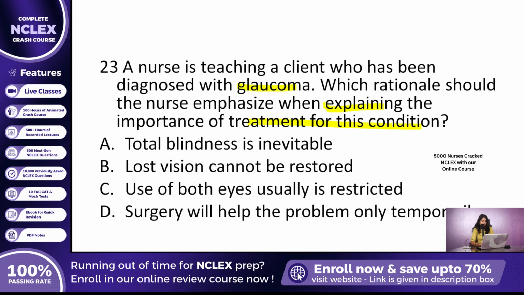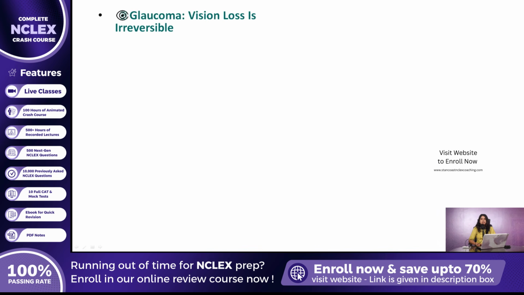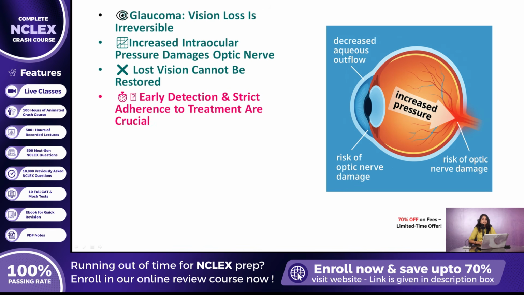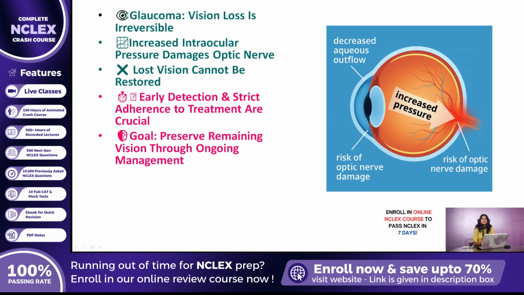The most appropriate and clinically accurate response is Option B, lost vision cannot be restored. This is the correct answer because glaucoma causes a gradual increase in intraocular pressure that leads to progressive damage of the optic nerve. Unfortunately, once vision is lost due to this damage, it is permanent and cannot be recovered. This reality underscores the need for early detection, prompt treatment, and strict adherence to prescribed medications or interventions. Highlighting the irreversible nature of vision loss helps the patient understand why consistent treatment is so vital in preserving whatever vision remains. Now, let us continue with the next important question.